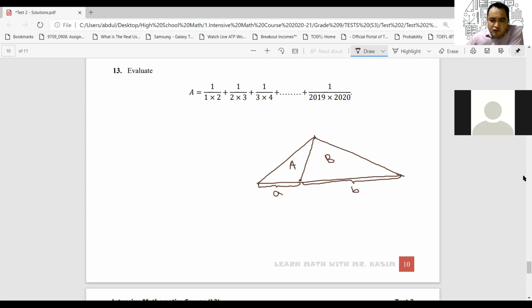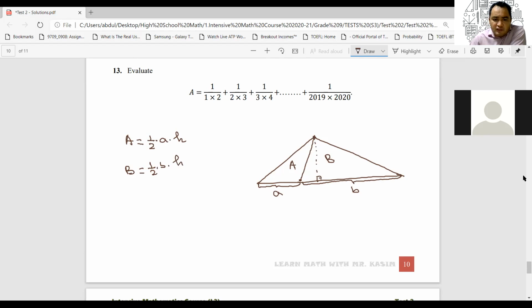So actually, if I just drop the height, what is the area of A? That is 1/2 times base times height. And how about the area of B, the region B? That's again 1/2 times base, and the base is b, and the height is the same, right? From this point to this line, the shortest distance is the same.